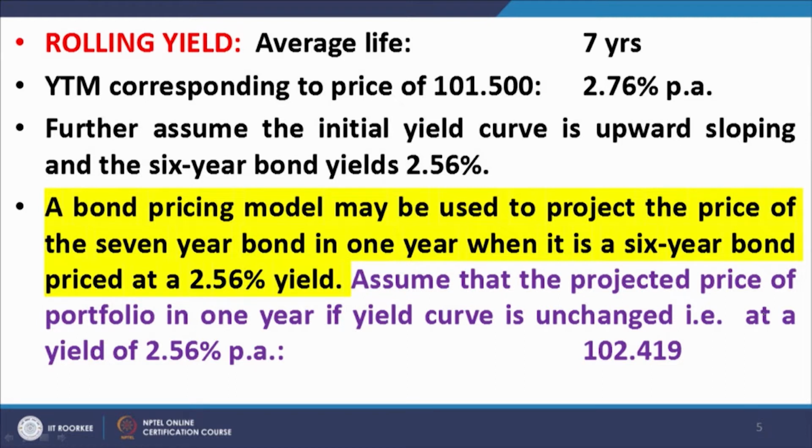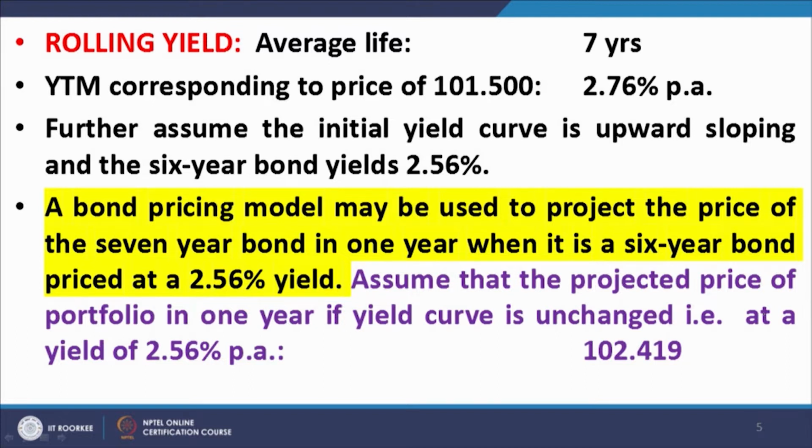Please note the 7-year yield, that is the t equal to 0 yield corresponding to the price of 101.500, is 2.76%. At the end of 1 year, the bond will have a remaining life of 6 years, and it is projected that at that point in time the YTM for a 6-year bond will be at 2.56%. It is also given that at the YTM of 2.56%, that is at the end of 1 year, the price of the portfolio will be equal to 102.419. So, let me repeat this.